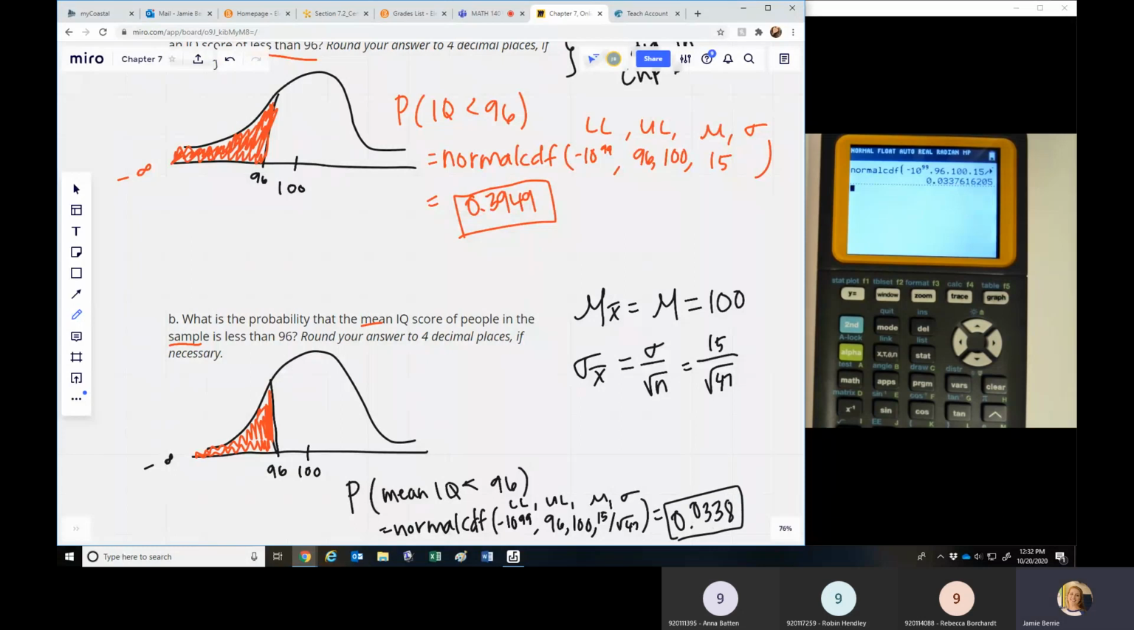Much smaller that time. And again, that is because you are being penalized, if you remember, for working inside of a sample. So your standard deviation gets affected. All right. We have 2 more questions.